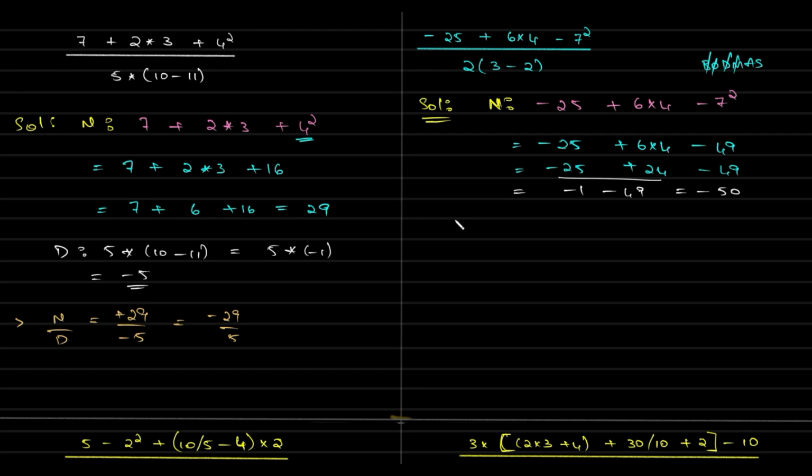And then we have the denominator, 2 times 3 minus 2. So 2 times 1, and this is nothing but 2. And then the final answer, numerator by denominator, minus 50 by 2, which is minus 25. Done.